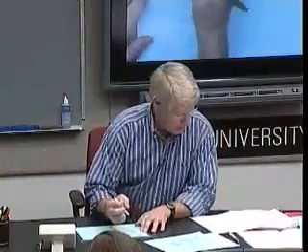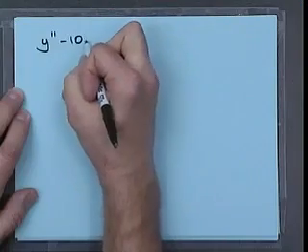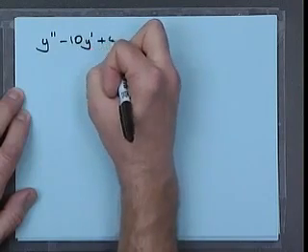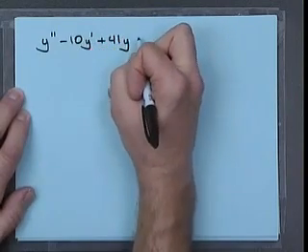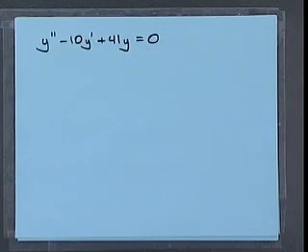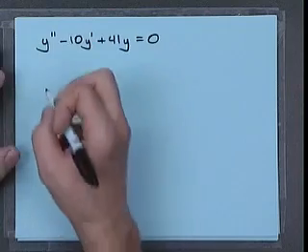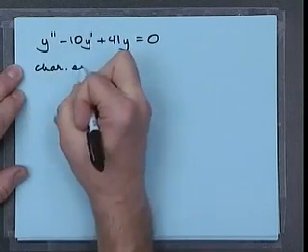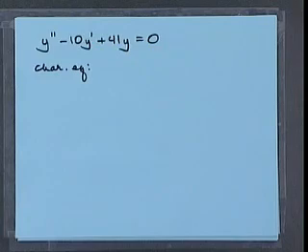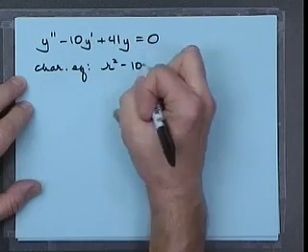So let's do our first example of this type. And then we'll add some boundary conditions, time permitting, which I think we're going to have time to do all the way through. Let's go from the second order linear homogeneous equation to the characteristic equation. That skips a couple steps. What is the characteristic equation that goes along with this? r squared minus 10r plus 41.